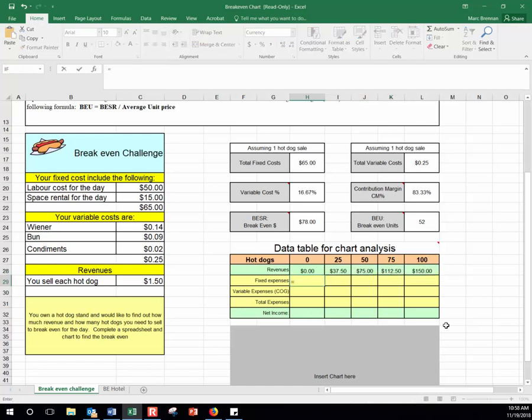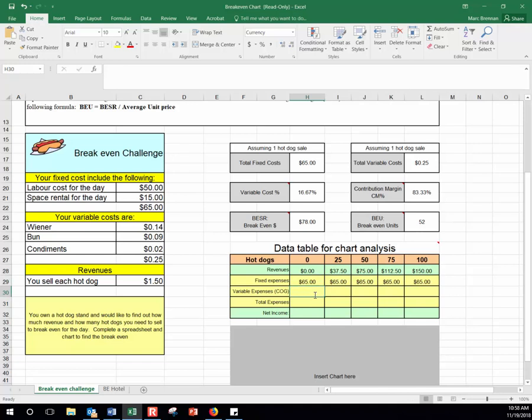Now fixed expenses, they're always $65, so we can put an absolute reference there. Okay, and press enter, and then just click and drag because it doesn't change no matter what.